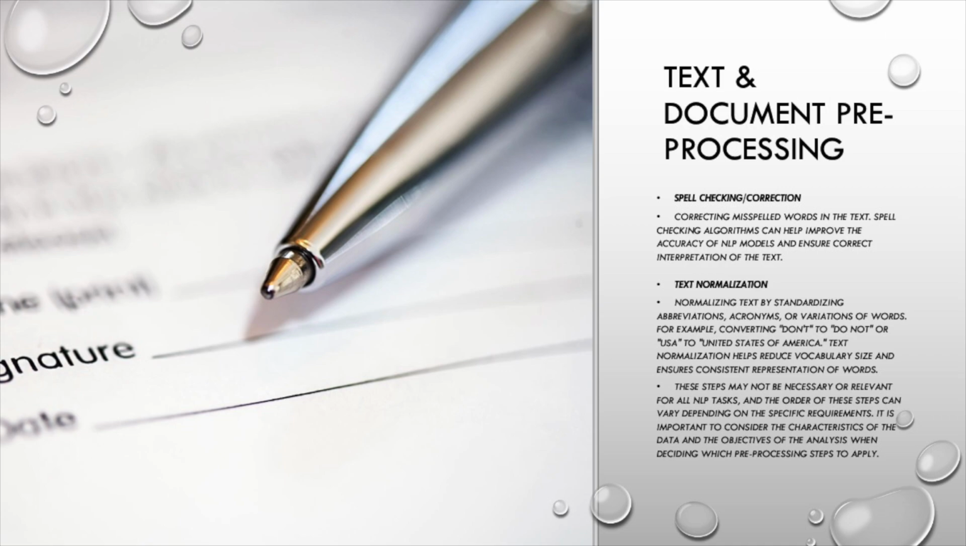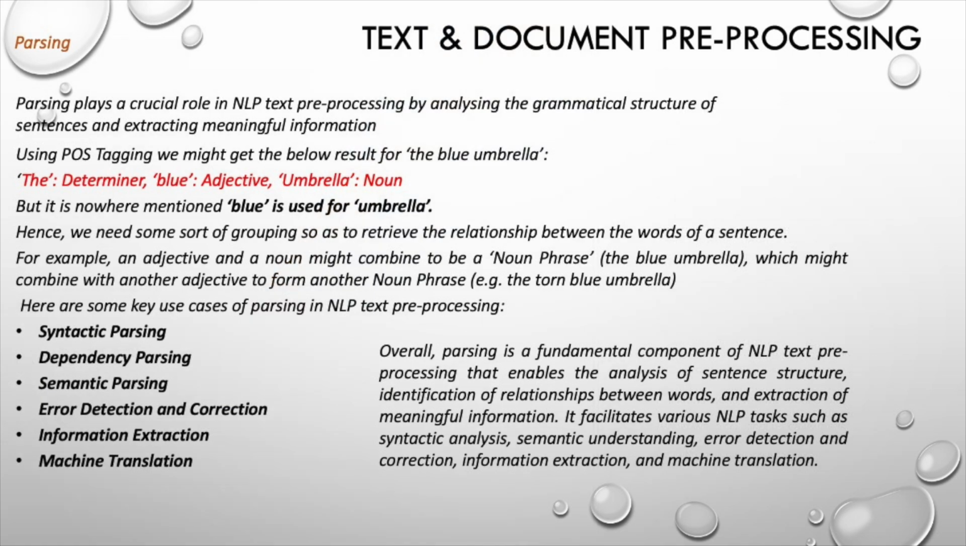Dependency parsing. Dependency parsing focuses on identifying the relationships between words in a sentence in terms of directed links, where one word is the head of another word. These dependencies represent the grammatical and semantic relationships between words. Dependency parsing is essential for tasks such as information extraction, semantic role labeling, and relation extraction.